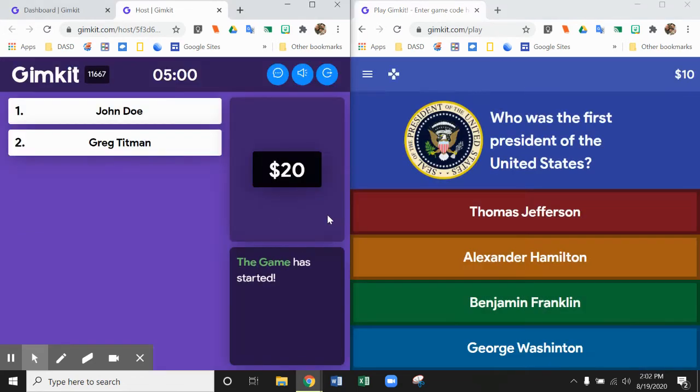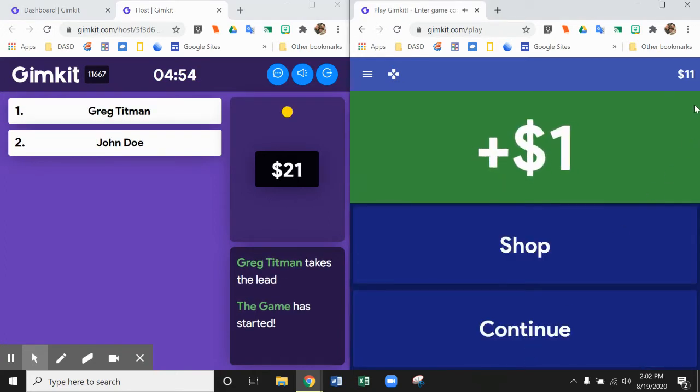So I'm going to start the game. Who's the first president of the United States? You'll see a lot of them are multiple choice, just like Kahoot. So we got $11. Sometimes I started you off with $10 in this game just to make it a little bit quicker, but we got $1.